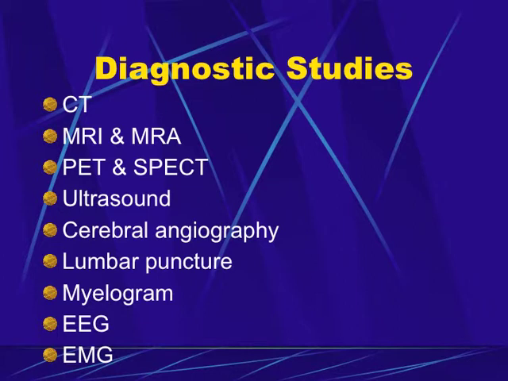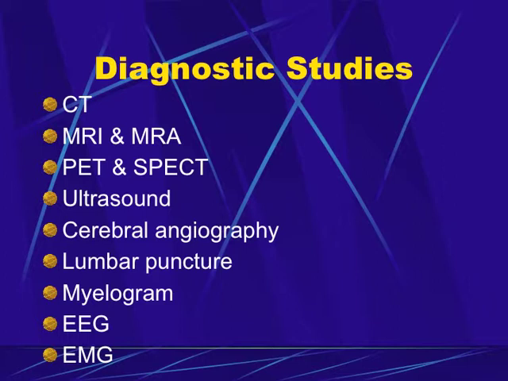MRA is an MRI with an angiography. So this gives you very detailed pictures of the blood vessels and requires contrast. The PET scan, PET measures metabolic activity in the brain. So you use a radioactive material and it shows metabolic activity. So we do that through an IV line.